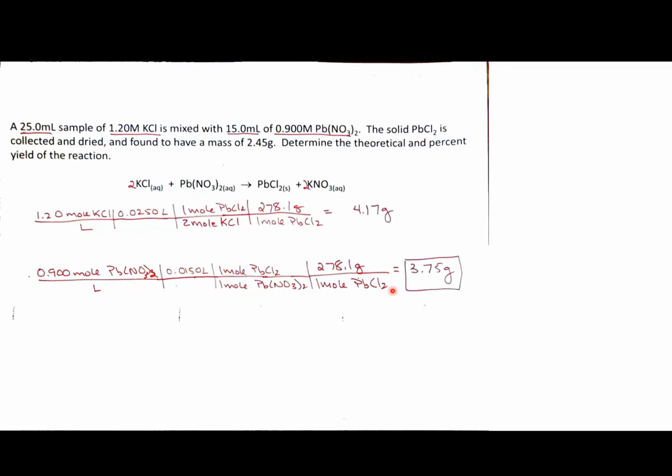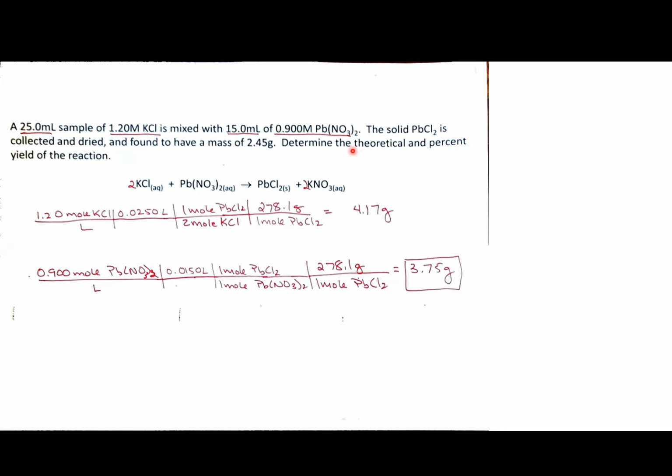When I figure out my answers, I would make 4.17 grams if the top one ran out, and I make 3.75 grams if the bottom one. This is the smaller of the two numbers. It makes it my limiting reagent. So what that means is that 3.75 grams is the most lead chloride I can expect. That is my theoretical yield. So that's the answer that I'm looking for.